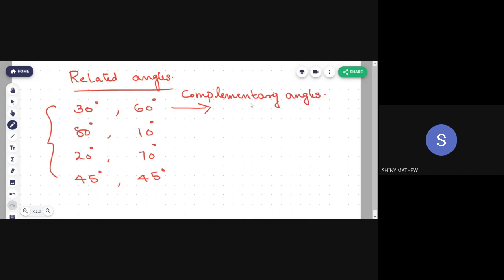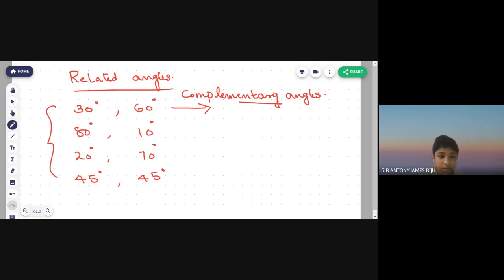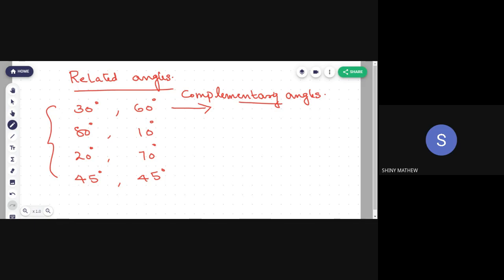Below you give the heading complementary angles. It will be quick. First you write related angles. Below you write complementary angles. Okay, all of you write it quickly. Complementary angles. You have to write related angles and below it complementary angles. That's all.